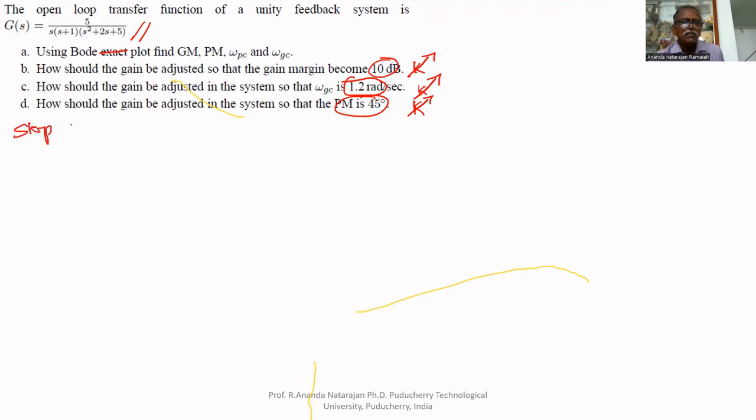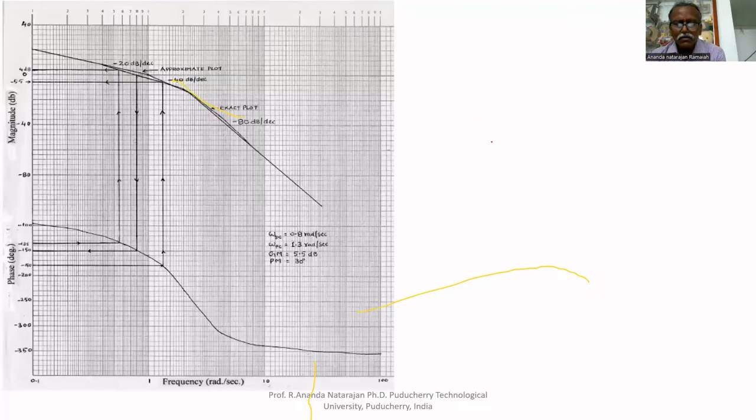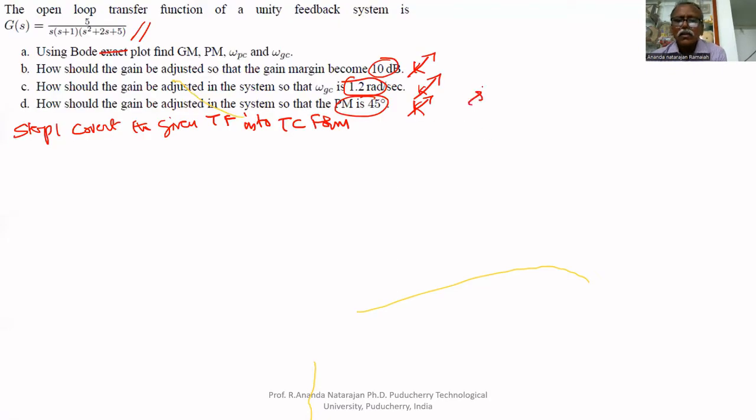Step one is convert the given transfer function into time constant form. Time constant form. Therefore, here this is in omega n square, s square plus 2s plus 5 is given. So it should be 1.